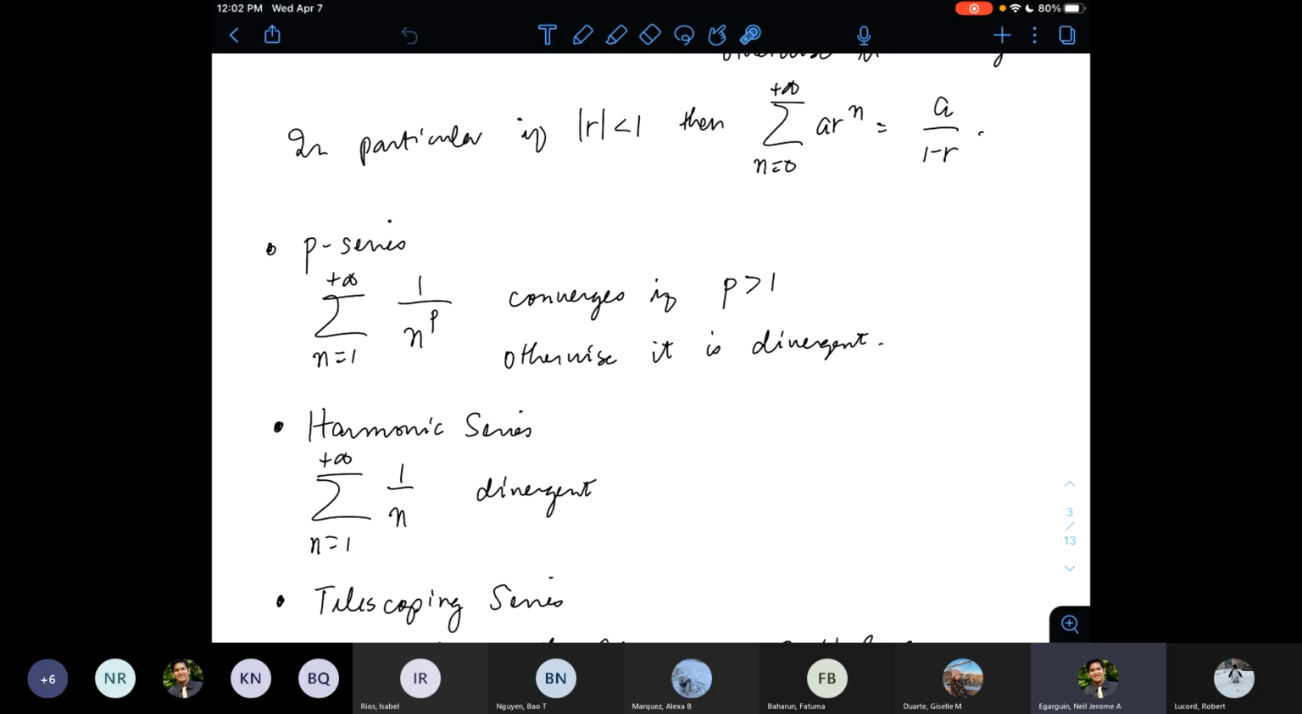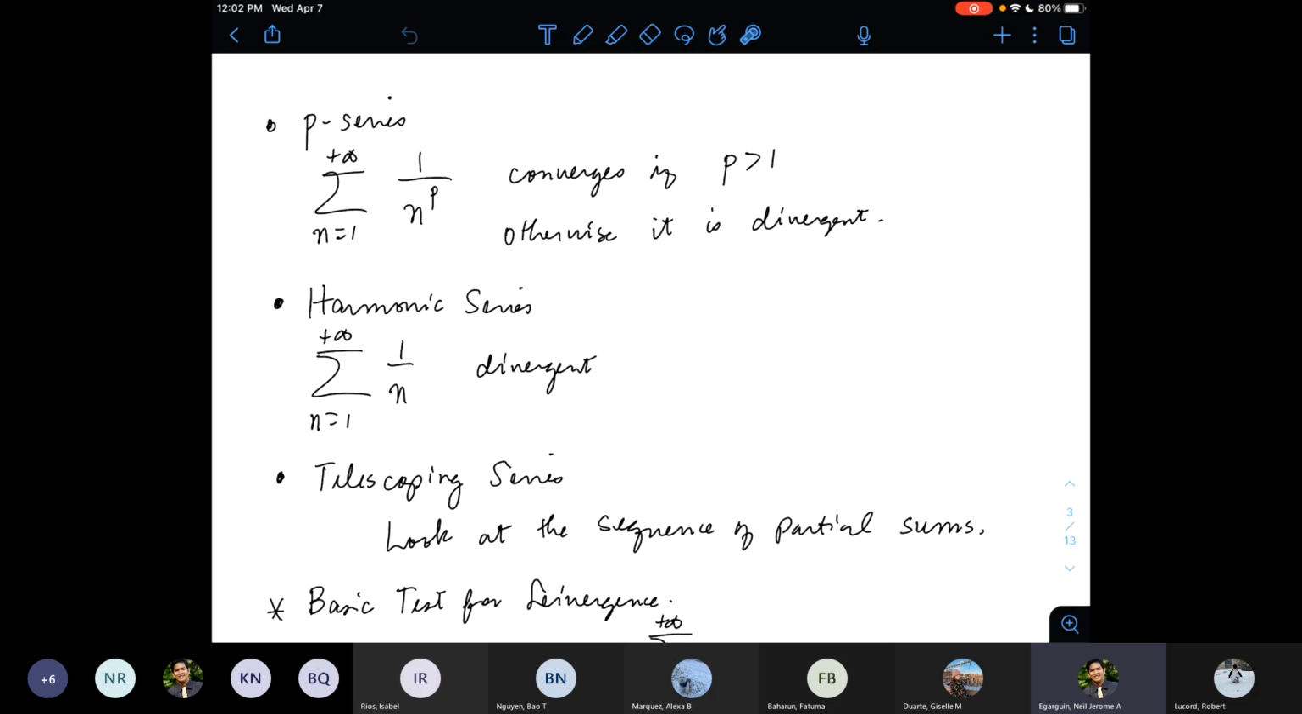A special P-series is what we call the harmonic series. If P is equal to 1, you'll have the harmonic series, which is divergent. No questions asked. All right. And then we also, I think last time, looked at one example of a telescoping series. And the strategy to determine if it's convergent or not is to look at the sequence of partial sums. And I'll illustrate this again as a review later with the question sent by Brian.